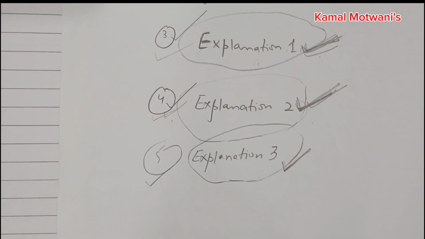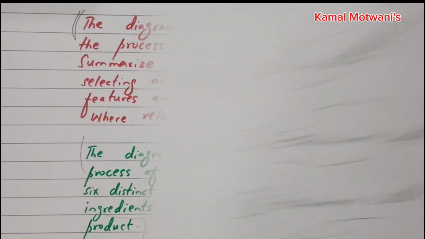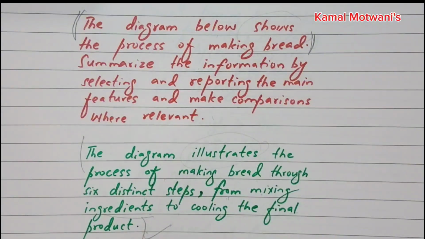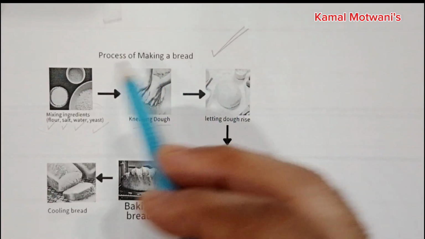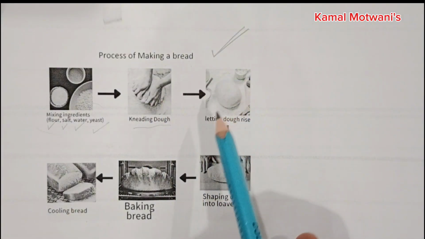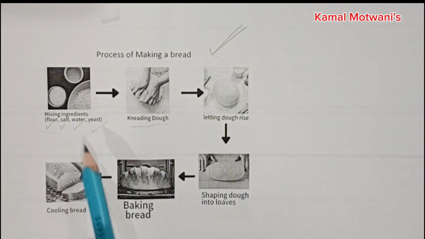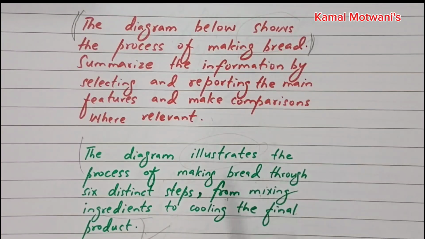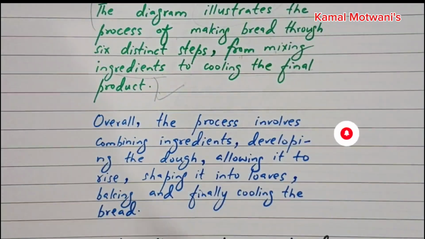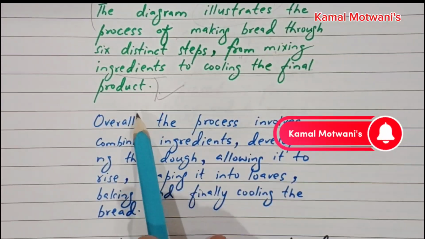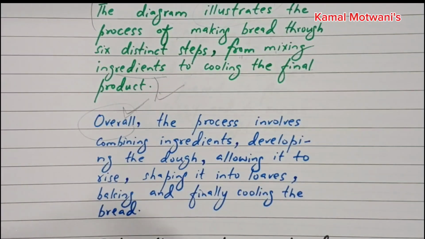I will write an overview in the second paragraph. This overview is all about the overall view of the diagram. So what is the overall view of the diagram? The overall view of the diagram is what its steps are. So that one we will write in the overview. See, here is the overview. This connector is very much necessary because it hints to the examiner that the overview is written.